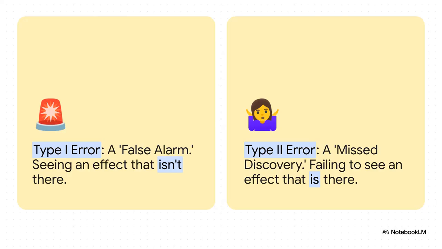You know, in science, there are two main ways to mess up. A type 1 error is a false alarm. It's like seeing something that isn't really there. A type 2 error, on the other hand, is a missed discovery. It's failing to see something that is there.